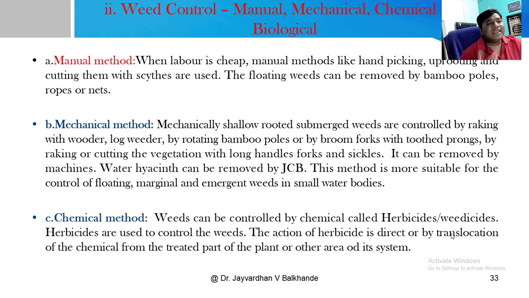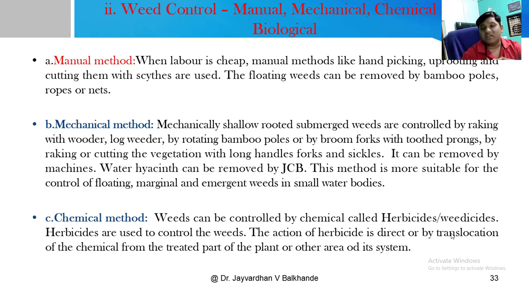Then the mechanical method. Shallow-rooted submerged weeds are controlled by raking with wood or log wood, by rotating bamboo poles, or by broom forks with toothed prongs, by raking or cutting the vegetation with long-handled forks and sickles, or it can be removed by machines also. Water hyacinth is a very big problem in the water body, and it can be removed by a JCB. We require a JCB for controlling the water hyacinth. This mechanical method is more suitable for the control of floating, marginal, or emergent weeds within small water bodies.